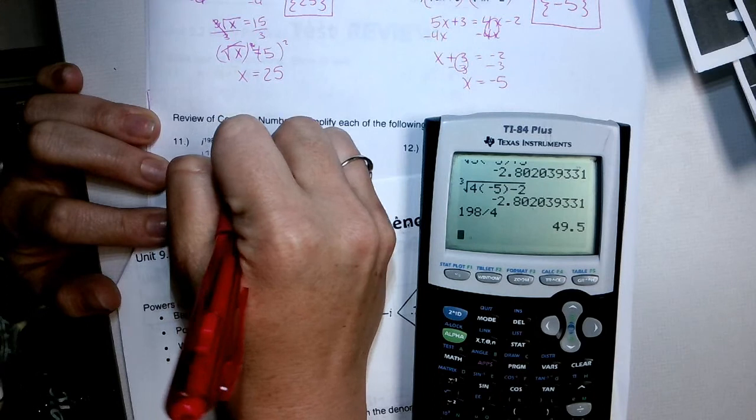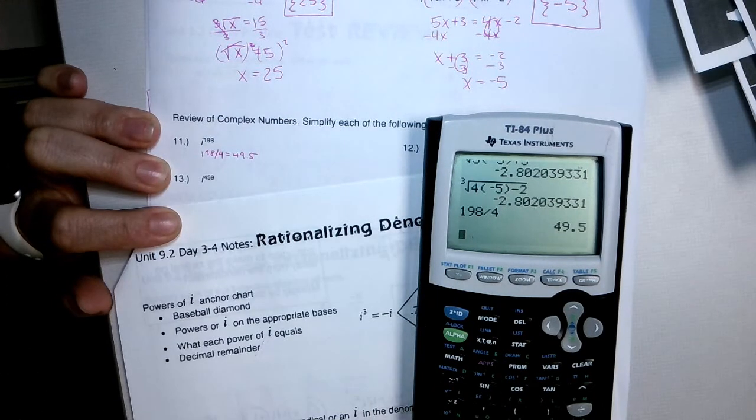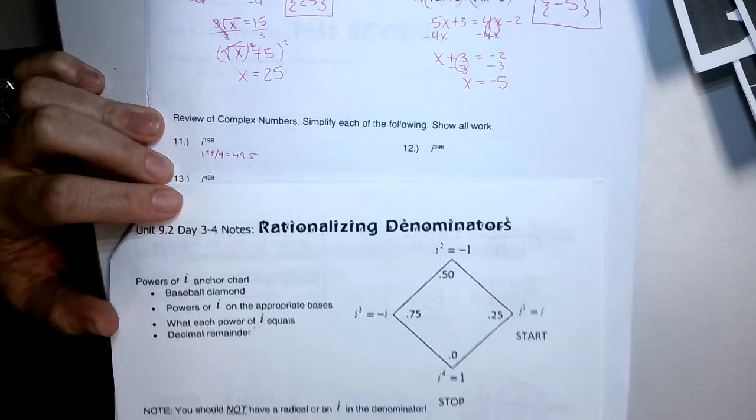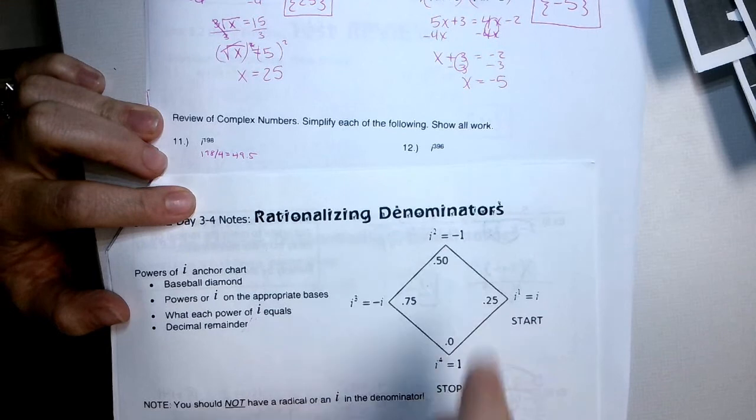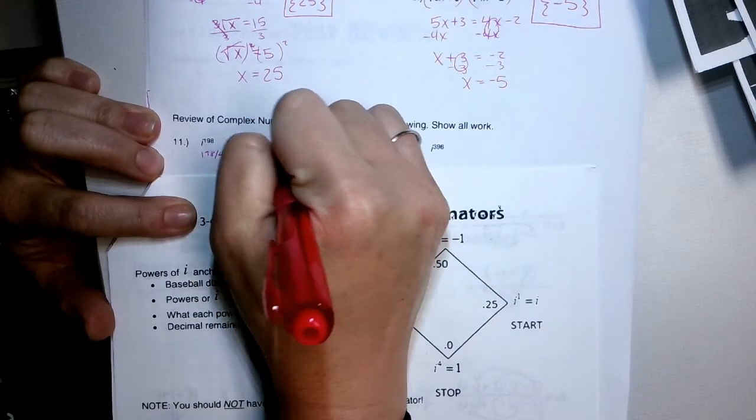Now remember, that's not part of my answer. That's just telling me where to look on the diamond. So 0.5 tells me what? So this equals -1.